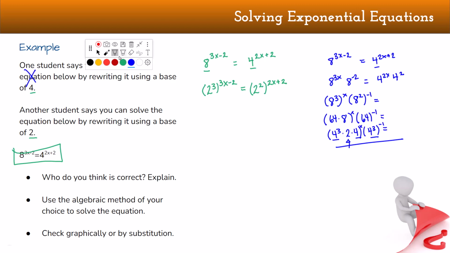So going back to the first one here, we're going to go ahead and solve this algebraically, and we're going to use the power of a power, meaning this is going to be 2 to the 9x, and 3 times negative 2 is negative 6. And then here it's 2 to the 2 times 2x, which is 4x plus 4. And now we can equate the exponents.